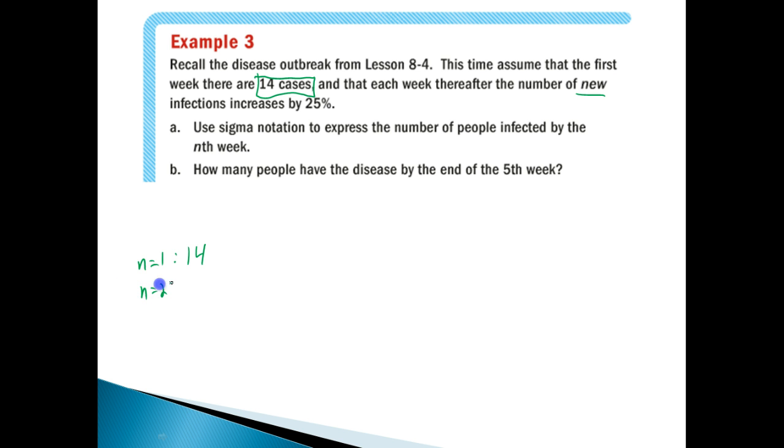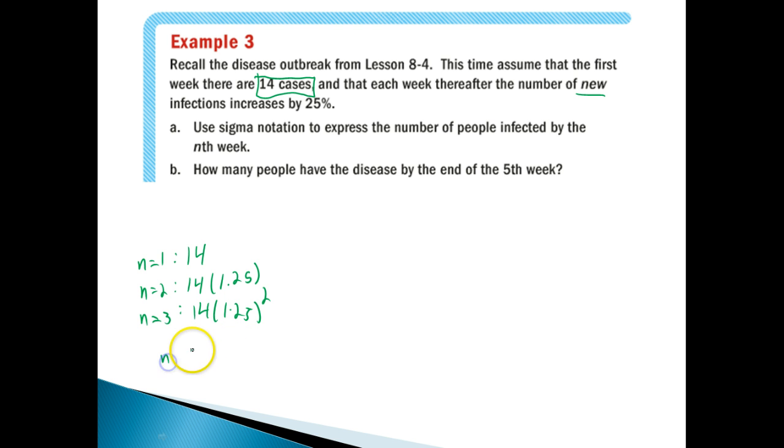When n equals 2, our second week, we're going to increase by 25%. So we could multiply by 25% and then add to 14. The quick way to do that is just 14 multiplied by 1.25. Oh, we're multiplying here. It's looking like we might have a geometric sequence. So when n is 3, we take that value and multiply by 1.25 again, which is just 14 times 1.25 squared. And it looks like this pattern is going to continue.